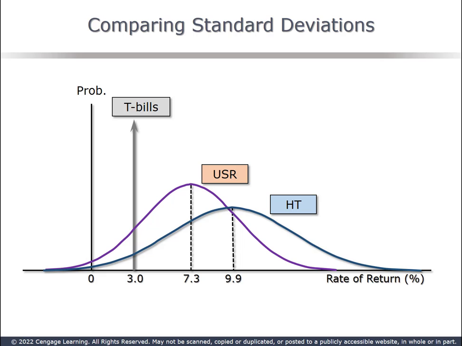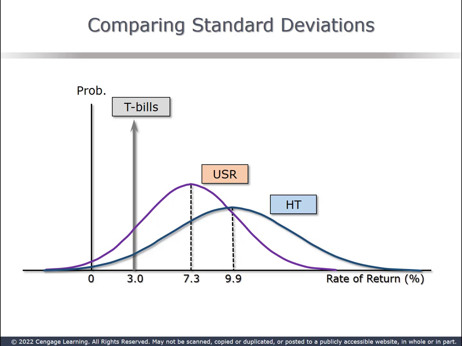Standard deviation, lowercase sigma, measures total or standalone risk. The larger the standard deviation, the lower the probability that actual returns will be close to expected returns. The larger standard deviation is associated with a wider probability distribution of returns.